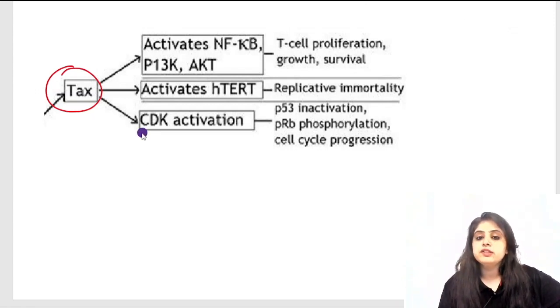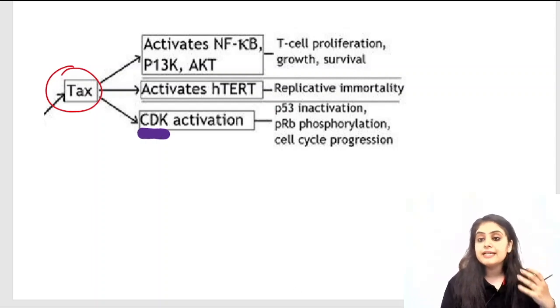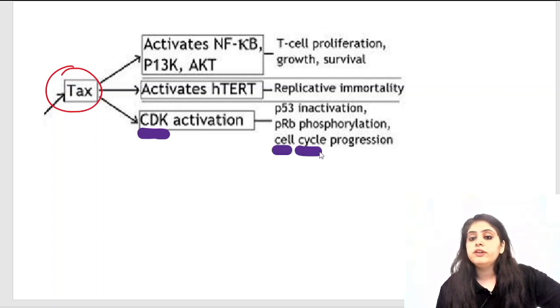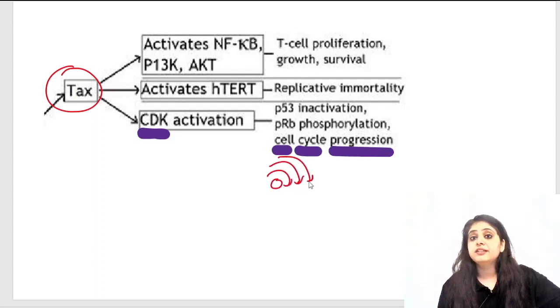First and foremost, you will say, ma'am, I can see something called CDK activation written. Now when they say CDK, what does it remind you of? Cyclin dependent kinase. You'll say, okay, this is something to do with the cell cycle. It's going to help in moving the cell cycle forward, and that makes sense. The cell is going to divide and divide and divide, which means cancers, leukemias and lymphomas will occur. So I understand that the tax gene causes CDK activation.